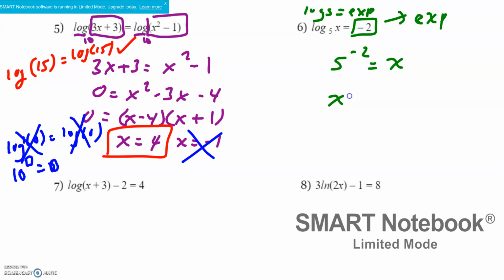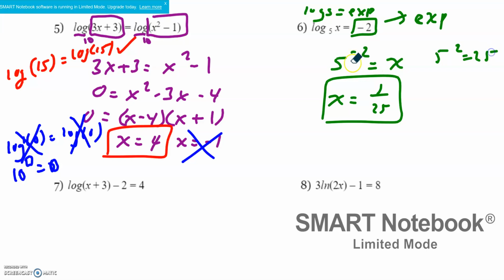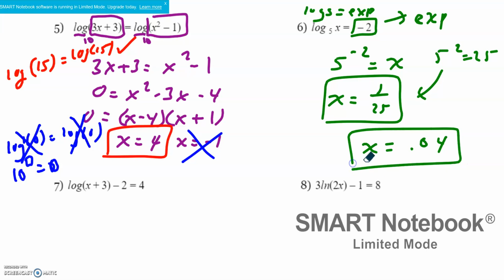So actually, very quickly, we know that x is equal to 5 to the -2nd, which is really 1/25, because 5 squared is 25, so the negative exponent causes the reciprocal. So you could leave your answer as a fraction, which I would probably suggest you do, but it also is correct if you have the answer as 0.04.